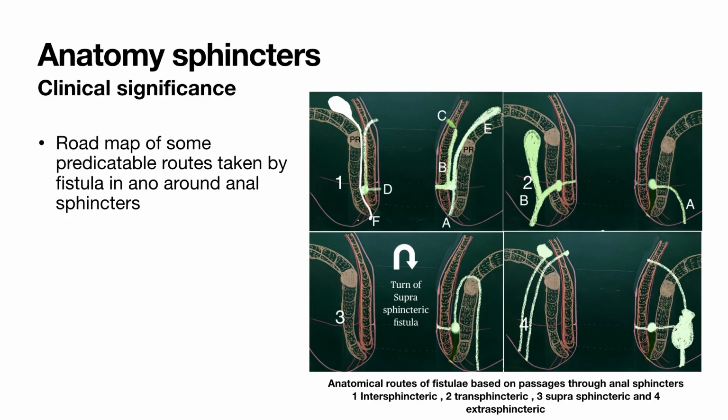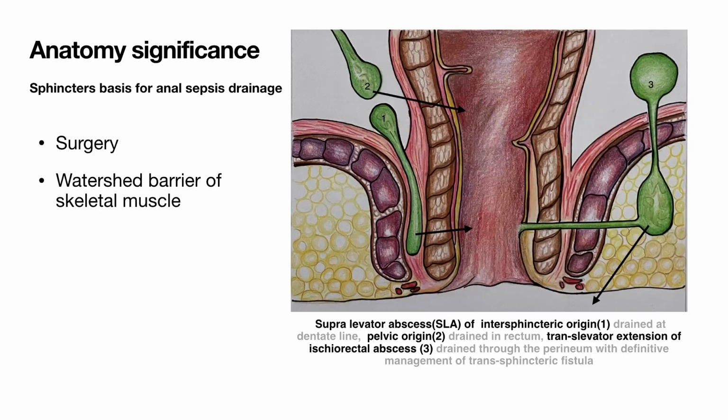All the clinical evidence, because of the attached muscles arrangement, gives a roadmap of some predictable routes taken by fistula around the anal sphincter, as suggested by Parks. You can see intersphincteric, transsphincteric, extrasphincteric, suprasphincteric. And what is the sphincter basis for the anal sepsis drainage? There is a watershed barrier. If anything is within the skeletal muscle, you will drain inside. If anything is outside the skeletal muscle, you will drain outside, and this still holds good.